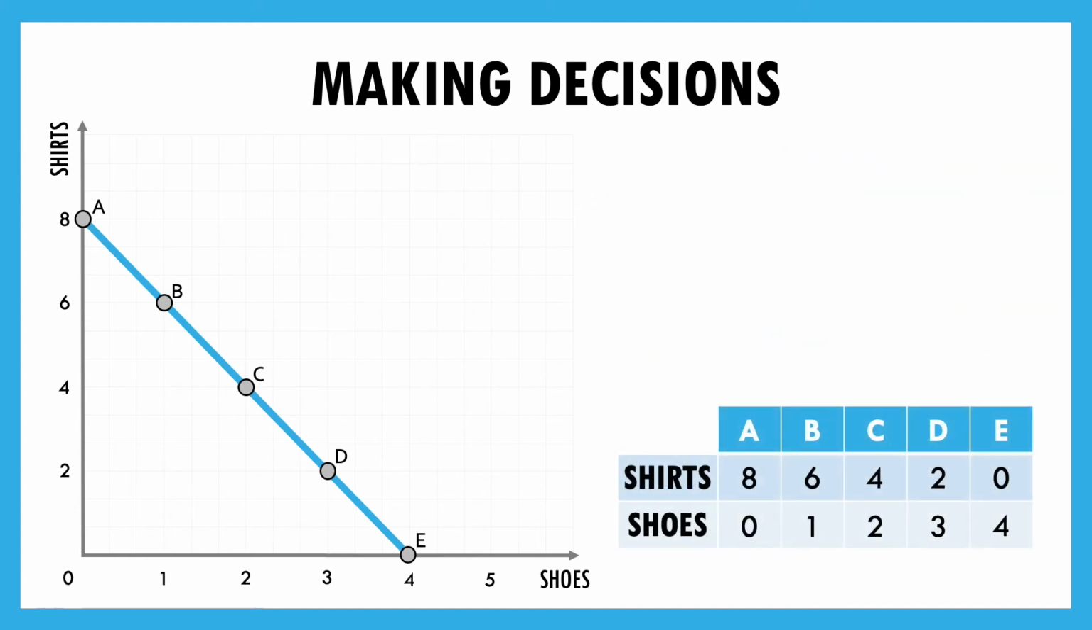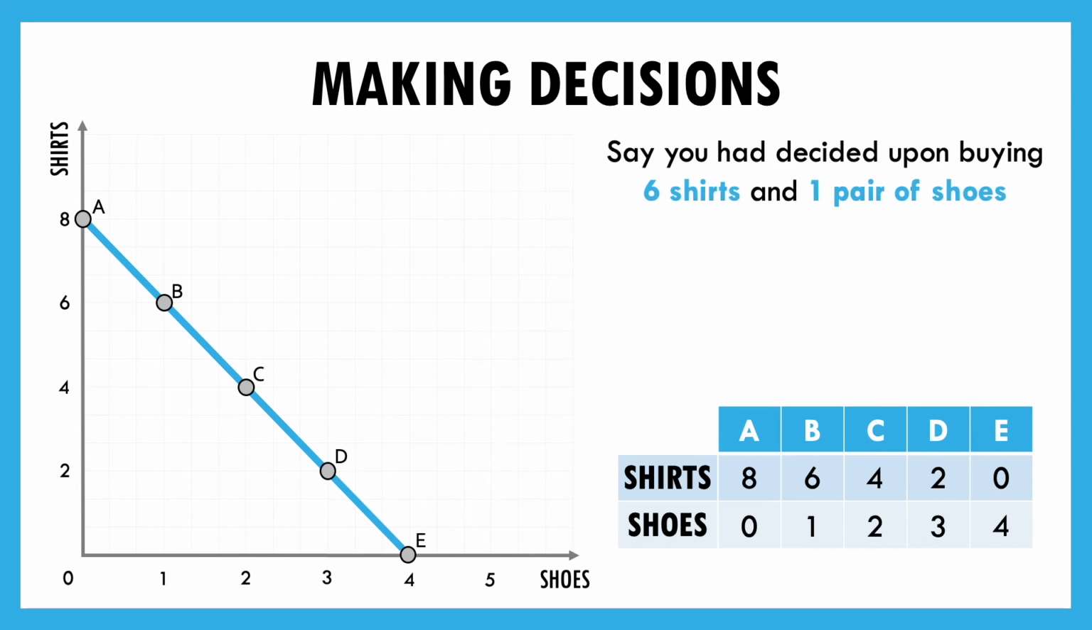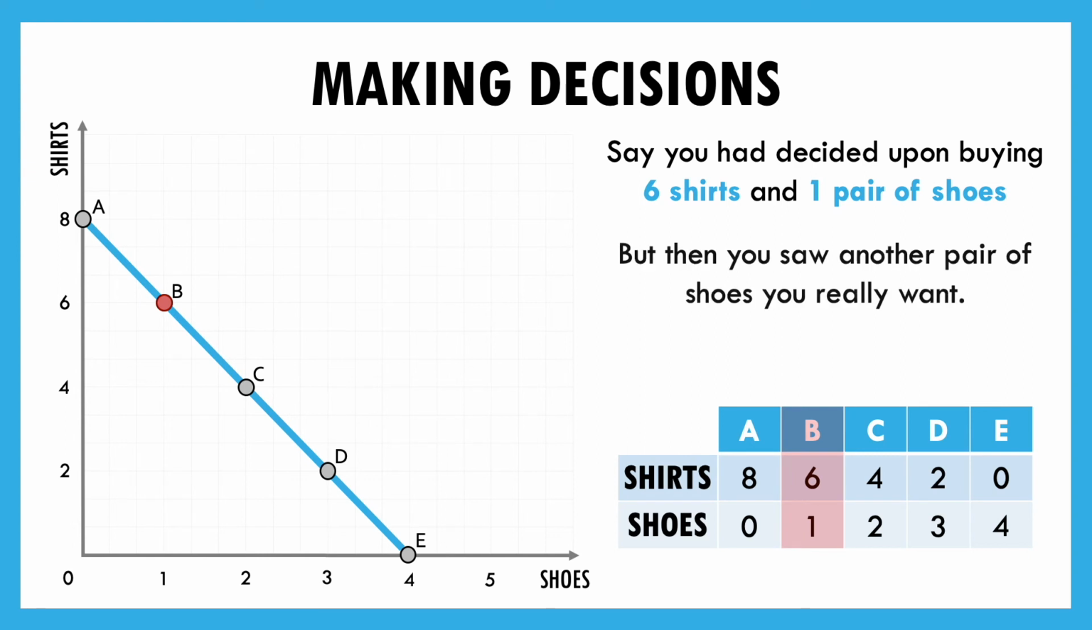Now, this again is just a simple example of it. But I want to show you guys how this relates to opportunity cost. So let's say that you had decided upon purchasing 6 shirts and 1 pair of shoes, right? So that combination right there at point B. Now, as you're walking up to the cash register, you see another pair of shoes and you're just like, oh dang, I really like that pair of shoes. But I also really like the pair of shoes that I already have in my cart.